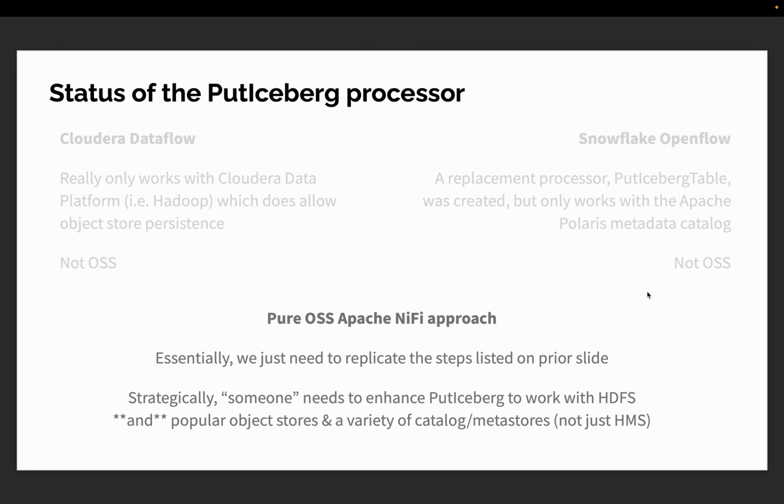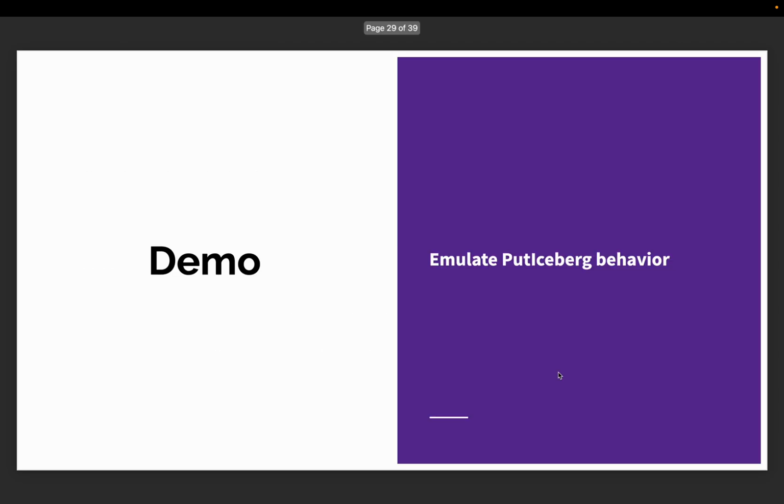So really what we're going to say is tactically what we need to do nowadays is just emulate those same steps. And it really is just a few boxes, a few drag and drops, as I'll show you. And then arguably somebody ought to go back, it's an open source project, and enhance Put Iceberg, bring it up to par so it can work in a variety of situations because it's still valid. Is that going to be you? Is it going to be me? Somebody needs to do that. So let's see that, emulating the Put Iceberg behavior.